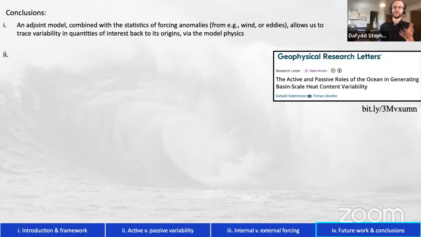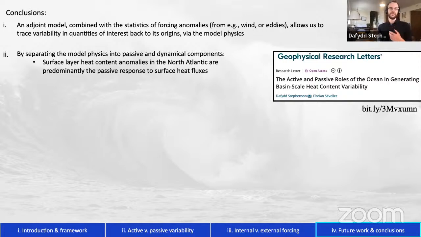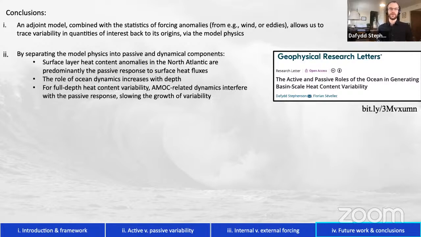And in part two, which was taken from a recent publication of ours in GRL, we saw that this model physics can be separated into a passive and dynamical component, and that surface layer heat content anomalies in the North Atlantic are predominantly the passive response to surface heat fluxes. The role of the ocean dynamics increases as we move through the water column, and for the full depth heat content variability, AMOC-related dynamics are interfering with the passive response, which slows the growth of heat content variability.